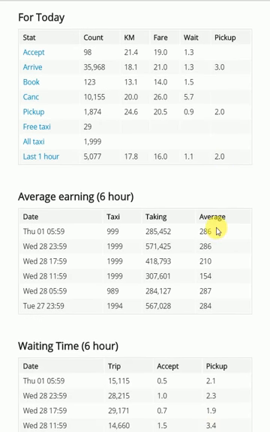Let's take a look at the earnings of the drivers. This is the earning in 6 hours. So in 12 hours, the earning is about $550. Now we know many taxi drivers drive up to 12 hours, and their expenses in 12 hours if they share a taxi is $100, so their net income could be $450. And if they drive 25 days a month, they could be earning $10,000.